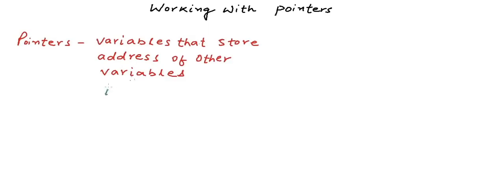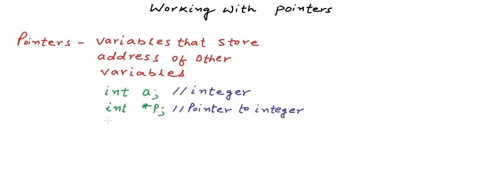We declare a normal variable with a syntax like the data type followed by the variable name. But we declare a pointer variable with the syntax data type and an asterisk sign followed by the variable name. We need an integer pointer variable to store the address of an integer. To store the address of, say, a character variable, we will need a character pointer. So the same syntax will be used.